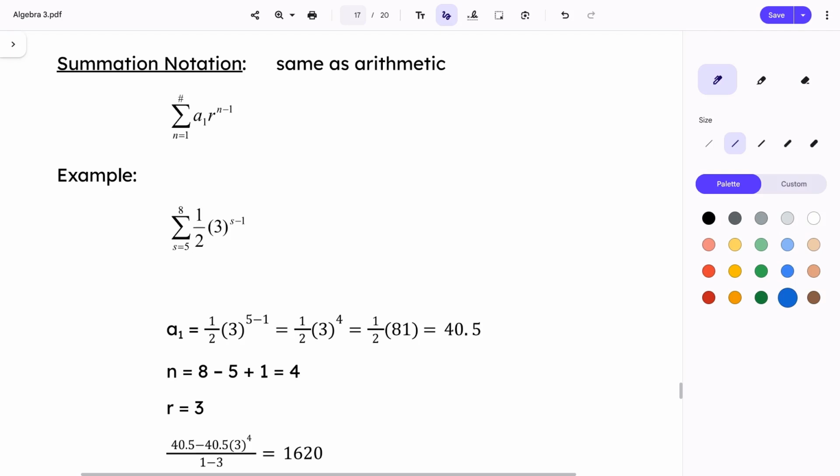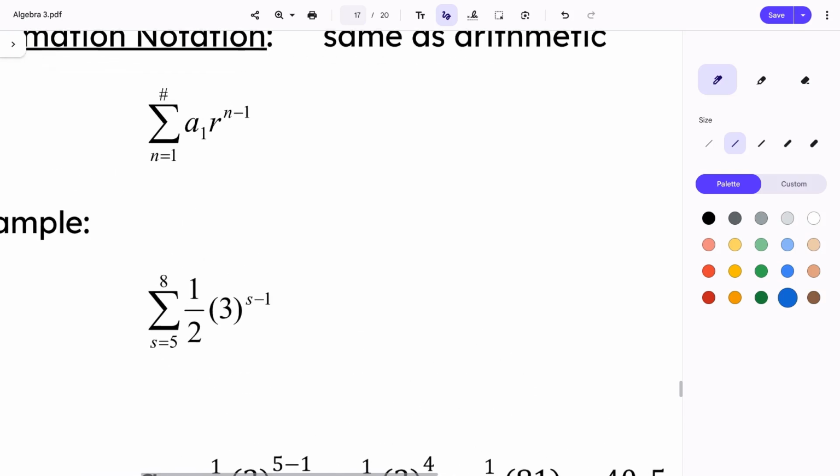We've seen this before: summation notation. It's the same thing as arithmetic as far as what all the terms mean. The bottom piece tells you your lower limit. The number at the top tells you your upper limit. The formula that follows the summation looks a little different because we are now dealing with a geometric sequence, not arithmetic. So you have your first term, A1, times the ratio raised to the n minus 1 power.